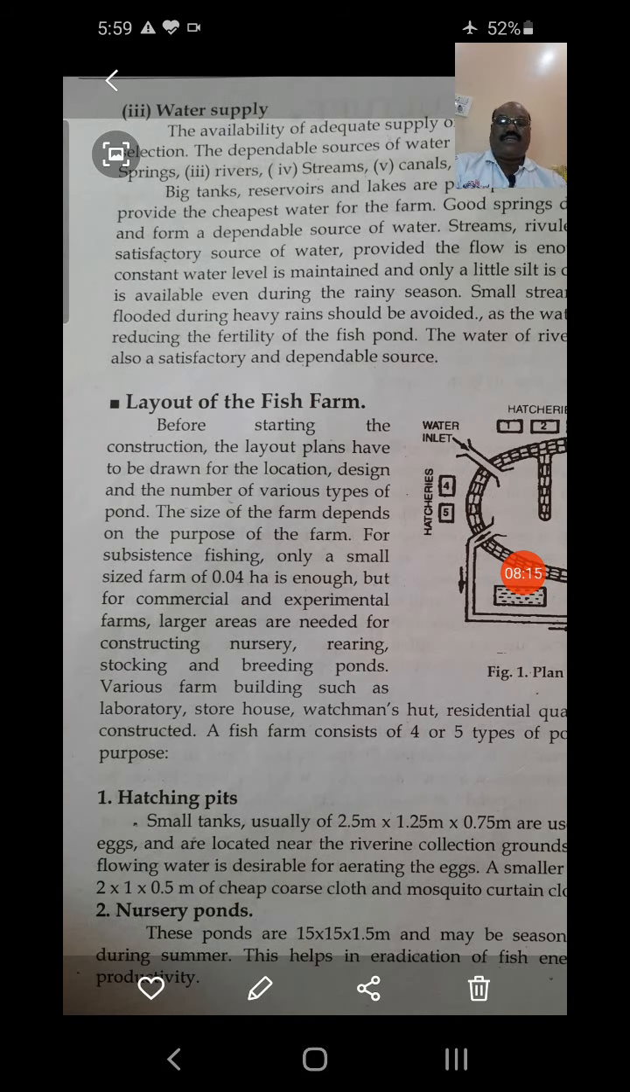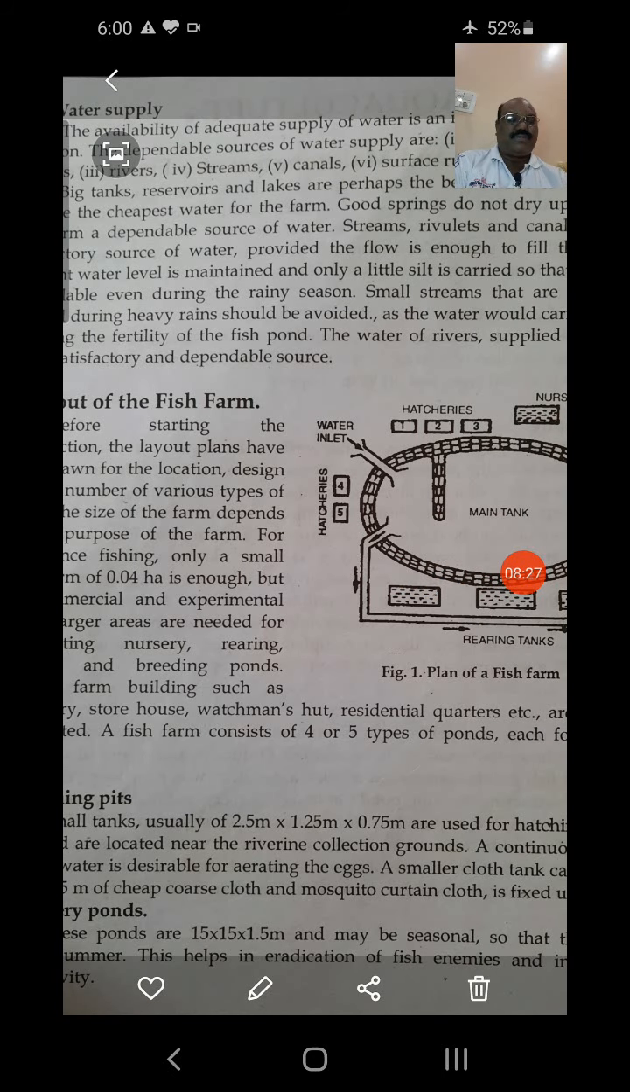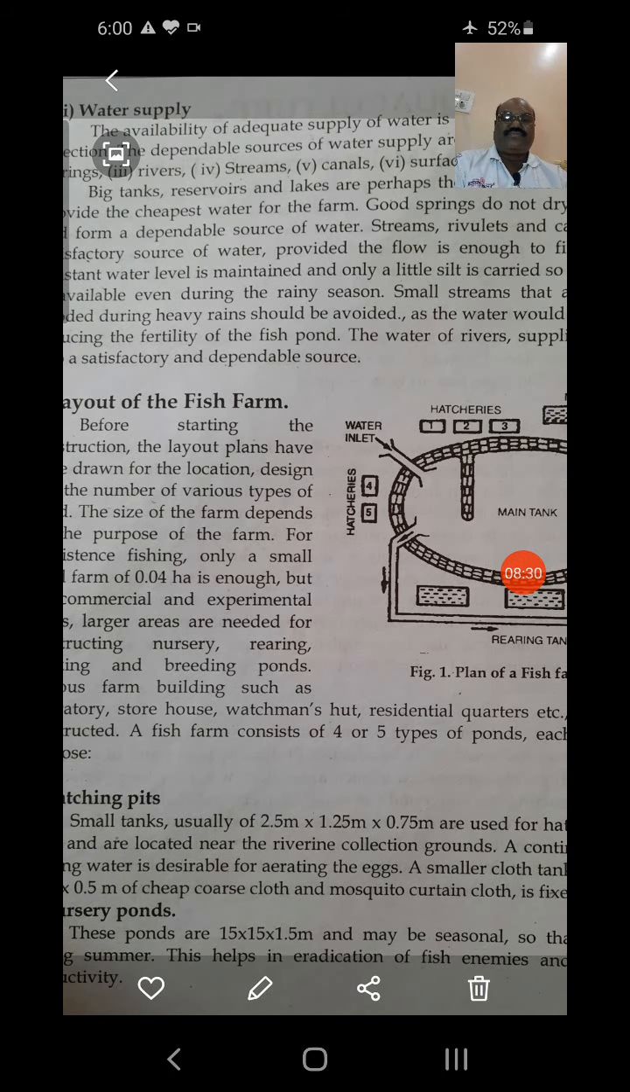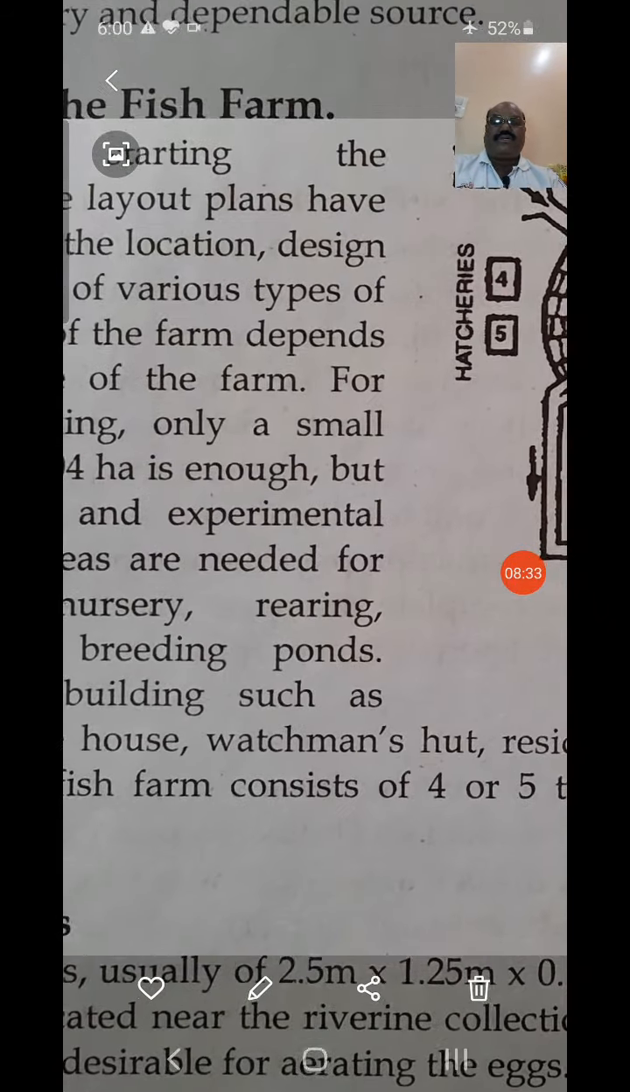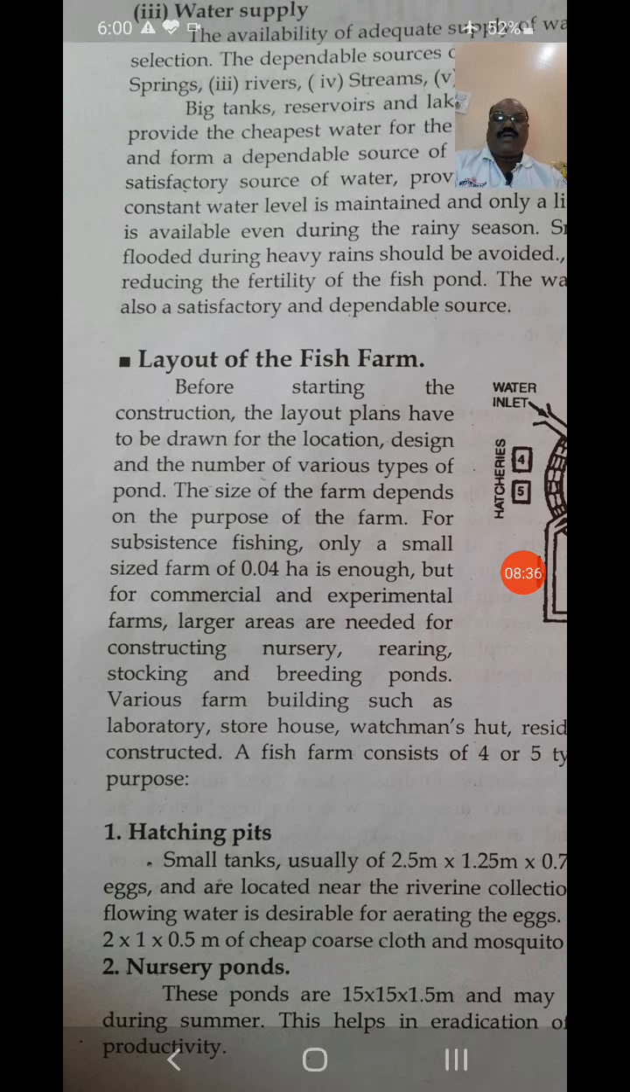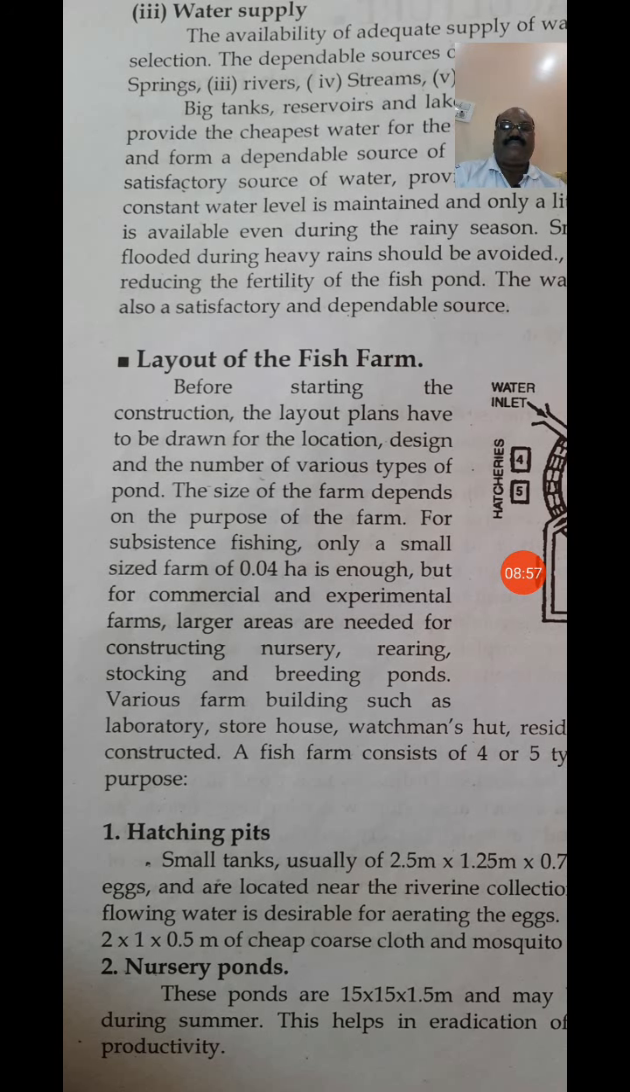Now the second one, that is the nursery ponds. Once the eggs are hatched and we get fries, then we have to transfer this fry into a bigger pond, that is called a nursery pond. The nursery pond is bigger than the hatching pits, and the size is 15 by 15 by 1.5 meter, and it may be seasonal so that they can dry up during the summer. But why dry up? This helps in eradication of fish enemies and increases the productivity.